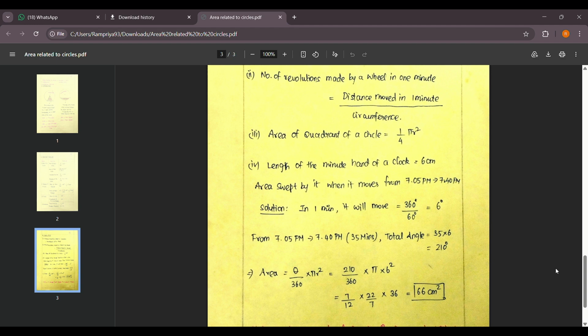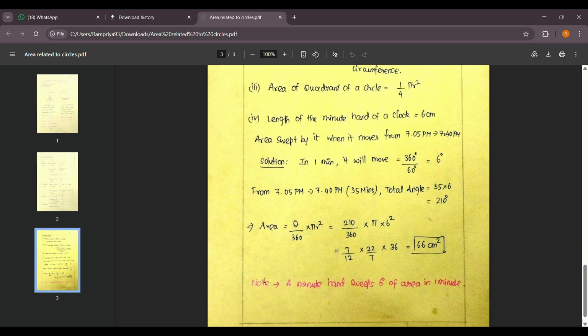So here it is 35 minutes. For 35 minutes it will move 35 into 6, which is 210 degrees. Now you know the angle is 210, and you can apply it in that formula. This is the radius. So theta by 360 into pi r square. Theta is 210, so 210 by 360 into pi, r is 6. Substitute it here, simplify, and you get this answer.